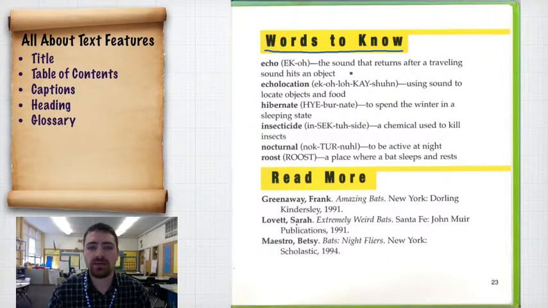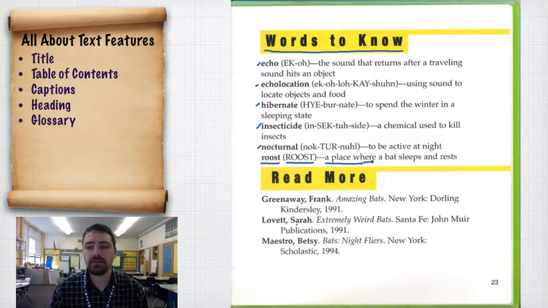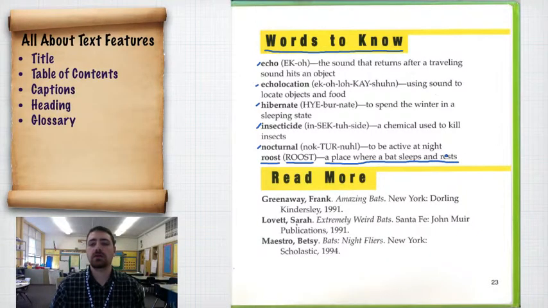So let's see if that word roosting is on there. Echo, nope. Echolocation, nope. Hibernate, insecticide, nocturnal. Here it is. Roost. There's the word. Roost, and it tells you right here how to pronounce it. Roost means a place where a bat sleeps and rests.